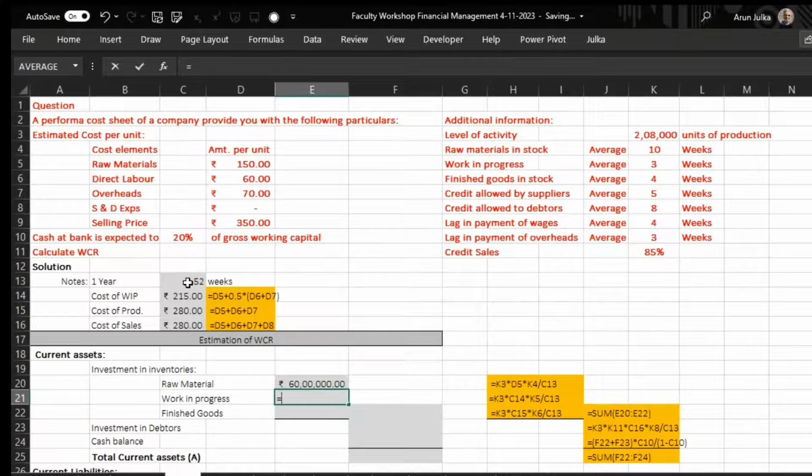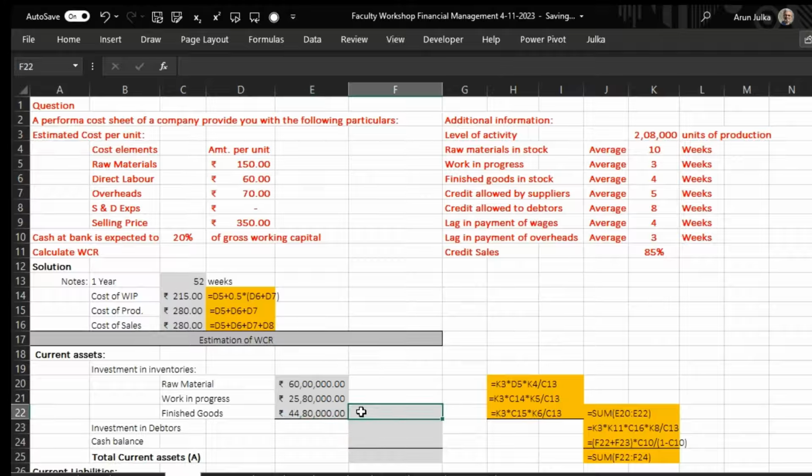In the case of work in progress, production level 2 lakh 8,000 multiplied by cost of work in progress multiplied by holding period of 3 weeks divided by 52 weeks. Answer is 25 lakh 80,000. In case of finished goods, same production level 2 lakh 8,000 multiplied by cost of production multiplied by holding period of 4 weeks divided by 52 weeks. Answer is 44 lakh 80,000.